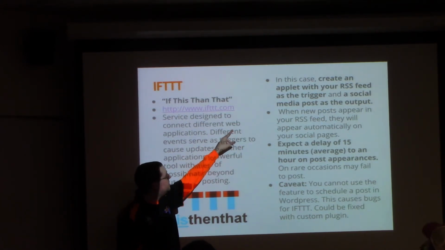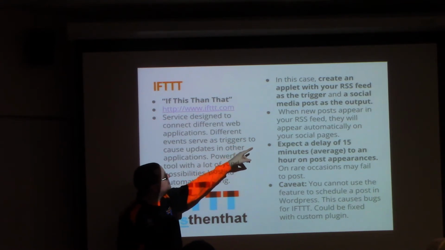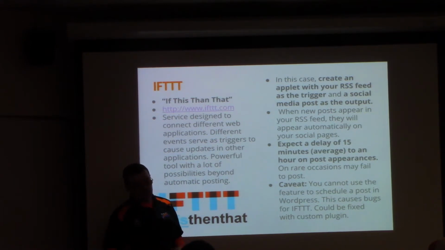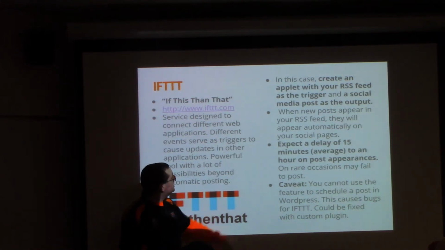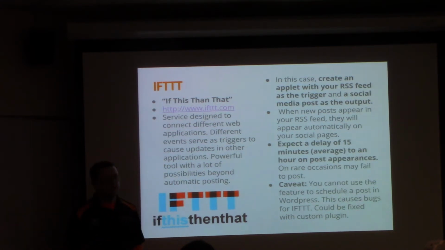In this case, once you have an account set up with it, what you want to do is create an applet that uses the RSS feed, and when a new post appears in the RSS feed, the social media post will appear with a link to it. Generally, that's going to have a delay of about 15 minutes to an hour at the most, so it's not an immediate thing, but it saves you a lot of time because you don't have to manually repost stuff yourself, which is a lot of work to do across two or three social networks every time you make a blog post. It's going to save you a lot of time to do it that way.